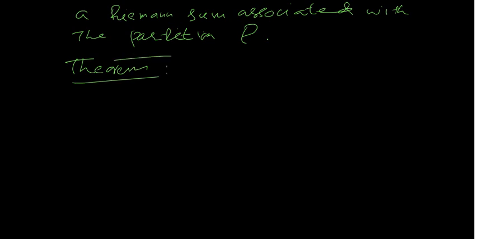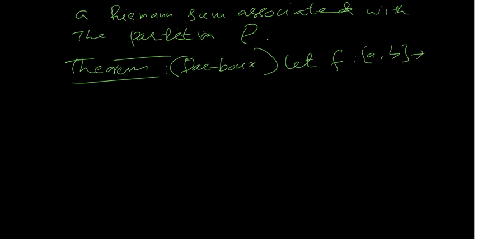Okay, it's called the Darboux Theorem. Let f be a function from the closed interval [a, b] to R. It's a bounded function, obviously. Not just bounded, it's Riemann integrable. That means the upper Riemann integral is the same as the lower Riemann integral.